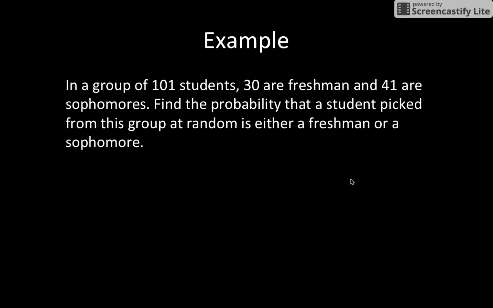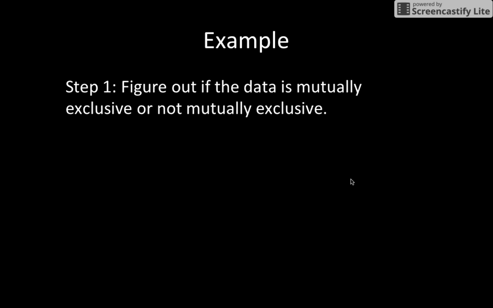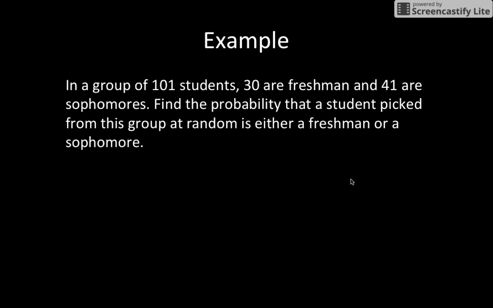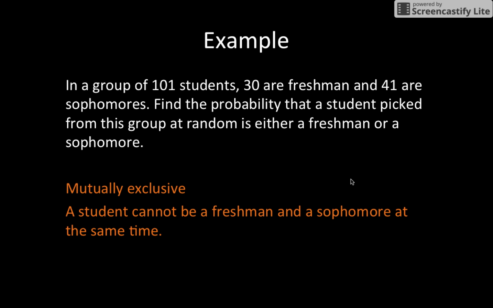Looking at another example, in a group of 101 students, 30 are freshmen and 41 are sophomores. Find the probability that a student picked from this group at random is either a freshman or a sophomore. So first, you're going to find out if the data is mutually exclusive or not. Looking back at the problem, you can see that the data is mutually exclusive. A student cannot be a freshman and a sophomore at the same time.